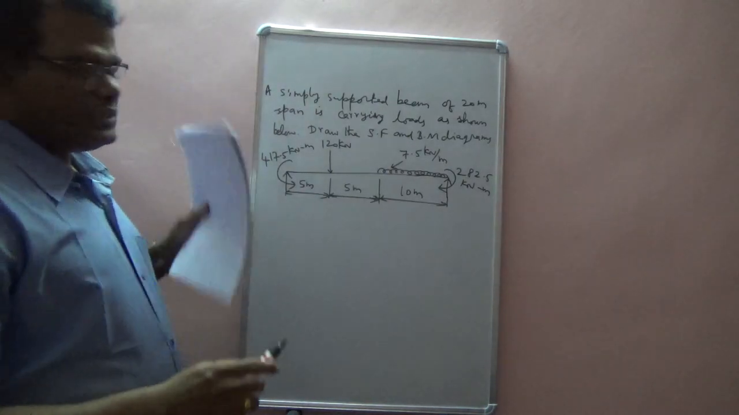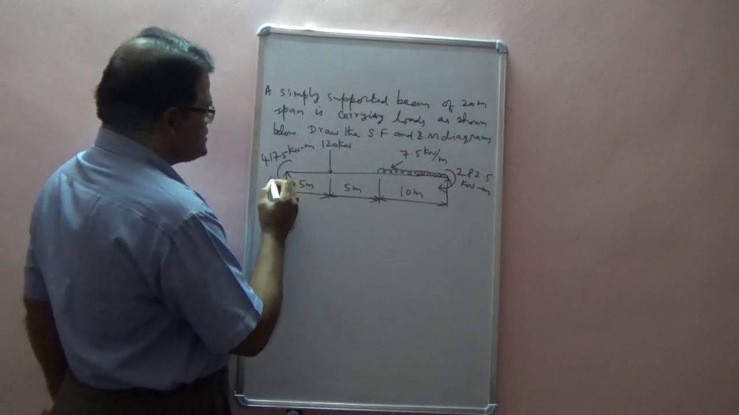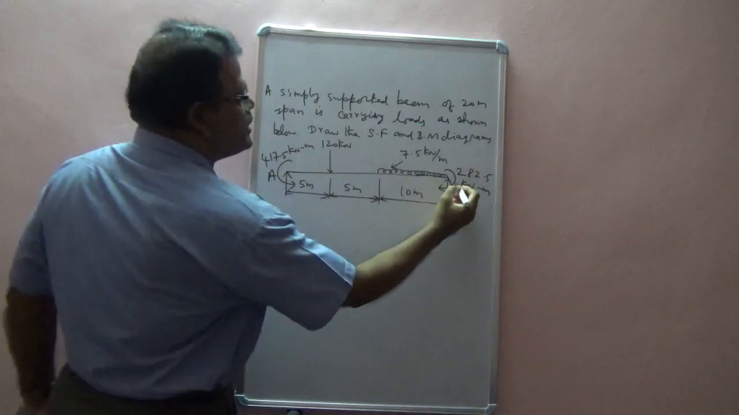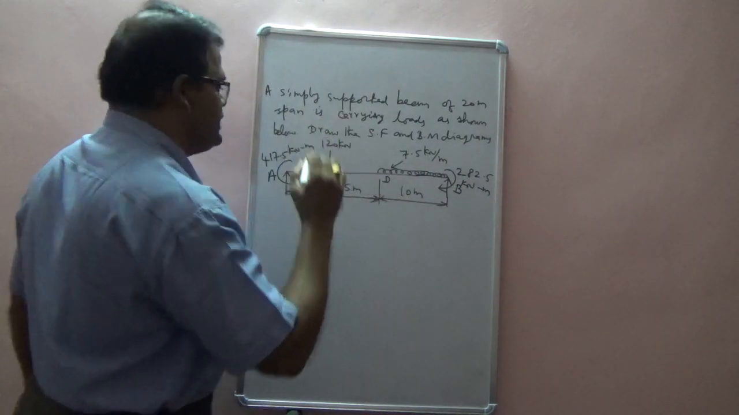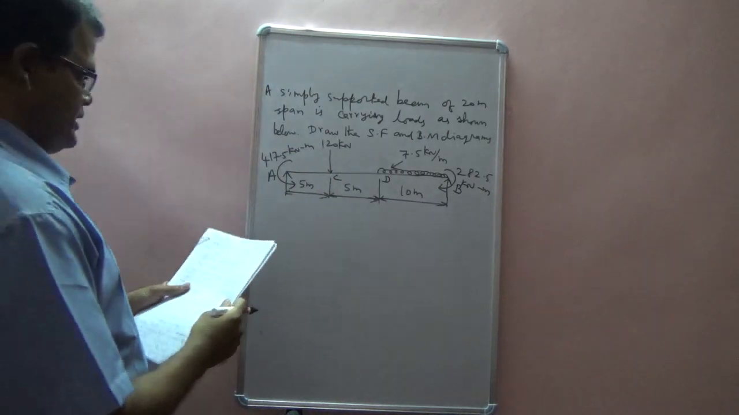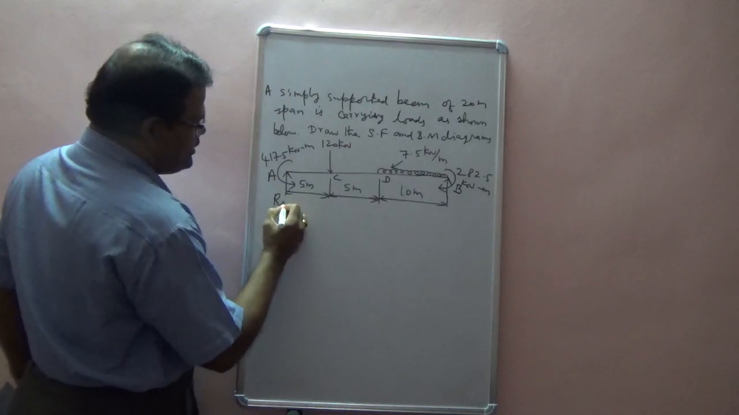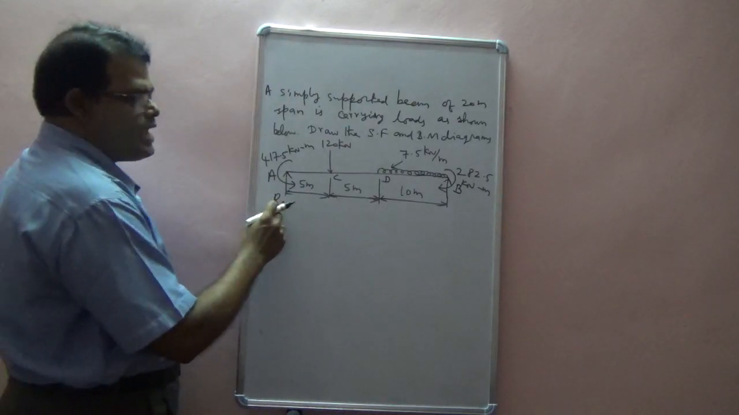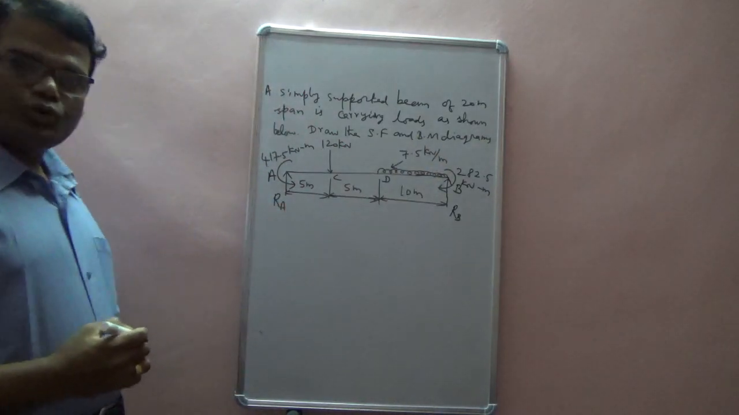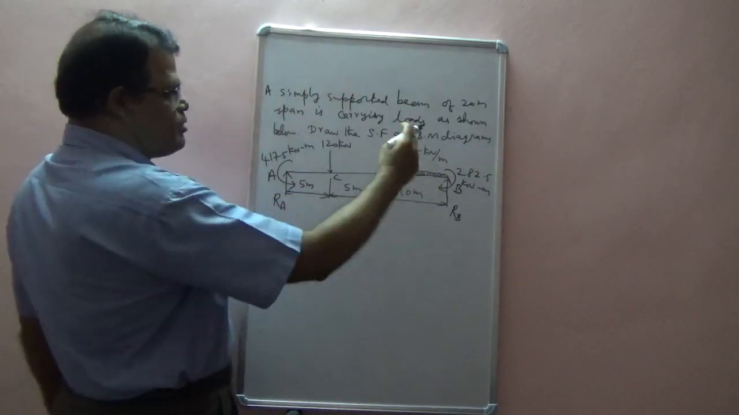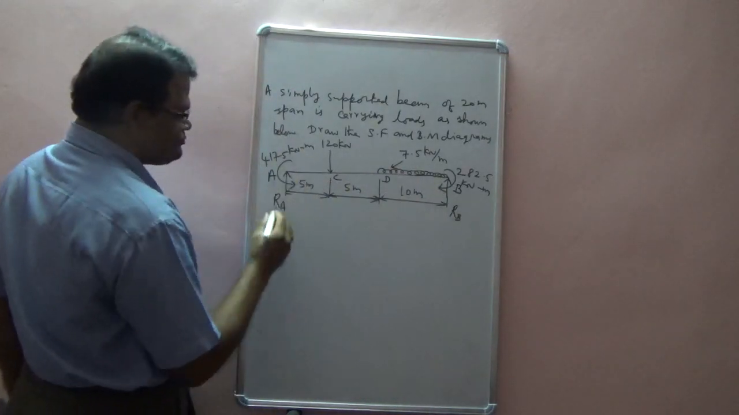As usual, the first step is naming the various loading points. This is A, this point is B, this is C, this is D. Let RA be the reaction at support A, and RB the reaction at support B. Now we have to find the support reactions RA and RB.